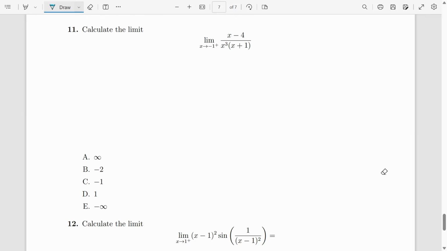Question 11. We are getting real close now. Calculate the limit. Another limit. Okay, so the limit as x approaches -1 from the right side. That's what the plus kind of means there. It means, let's say this is just an example function. We have something like this, where the function makes a big divergence right there.